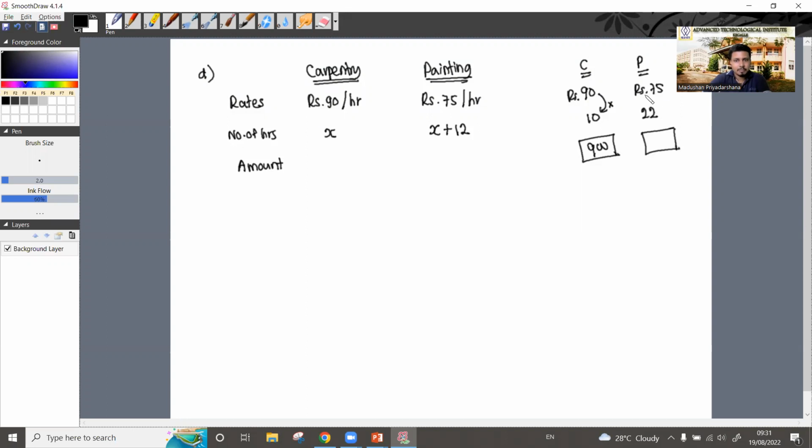Here, how can we take the total amount that should be allocated to the painting department? They have worked in the painting department for 22 hours. The hourly rate is 75 rupees. So 75 into 22, what is it? 1650. 1650.